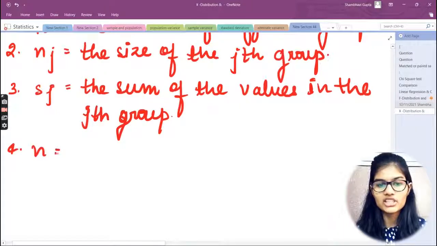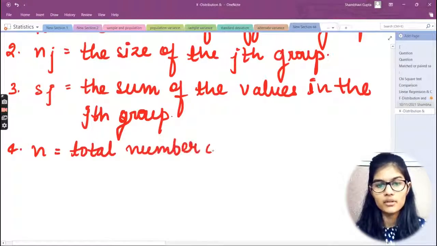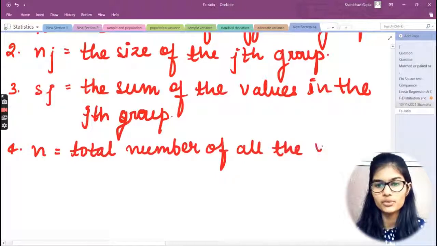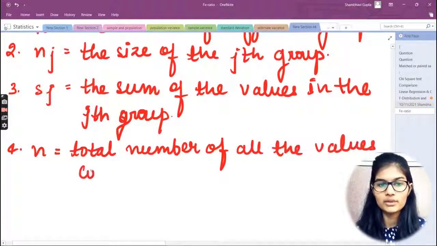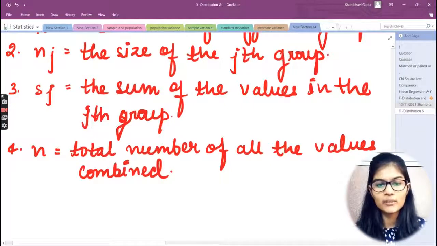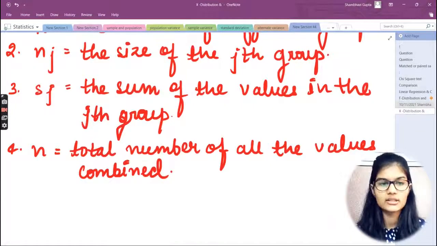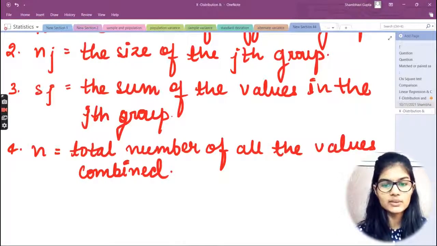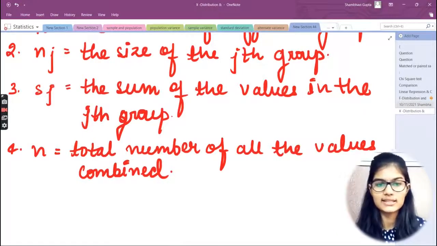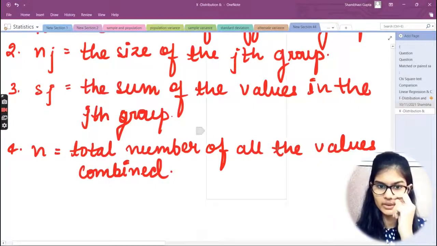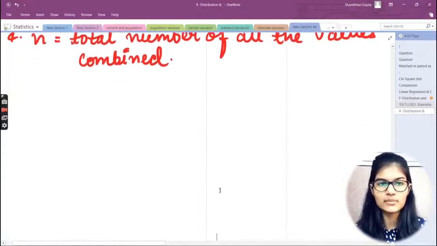Next, moving towards number 4. So number 4, we are having small n. What is that? So that is the total number of all the values combined. Okay, so what is the small n? Small n is basically the total number of all the values combined. Fine. So even we could just as well say it is the total sample size, that is sigma of n of j. Okay, right. Let's come down here.